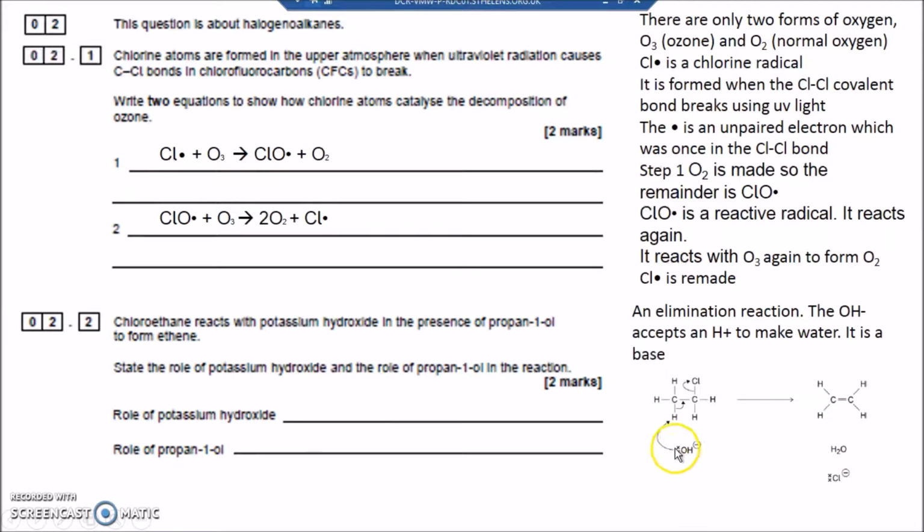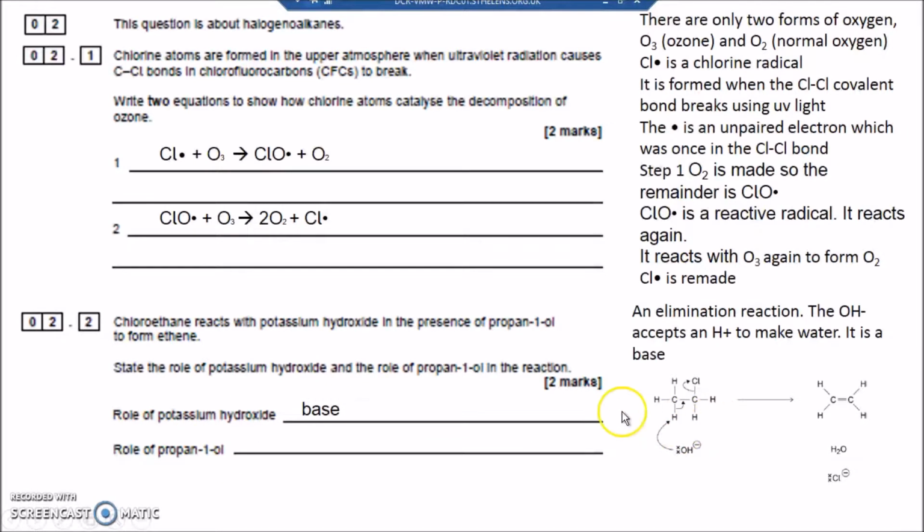The role of the potassium hydroxide. So the role of potassium hydroxide, it's not a nucleophile. A nucleophile would attack that C there, that C with a delta plus, and eliminate the Cl, and it would form ethanol. So it's not a nucleophile. It's actually, if you have a look at it, OH- becomes H2O. So it's gaining an H and it's losing the minus. It's actually gaining an H+. Something that accepts an H+ is called a base.